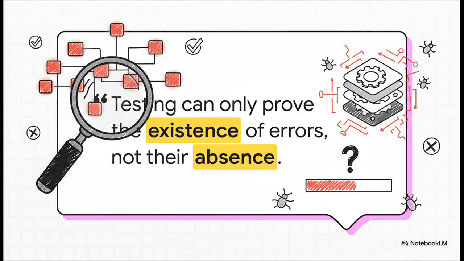But after all of this, after all the plans and the levels and the different techniques, we have to face one fundamental truth, and that is, testing can only prove the existence of errors, not their absence. You can never ever be 100% certain there are no bugs left. You can only be confident that the tests you thought to run didn't find any.